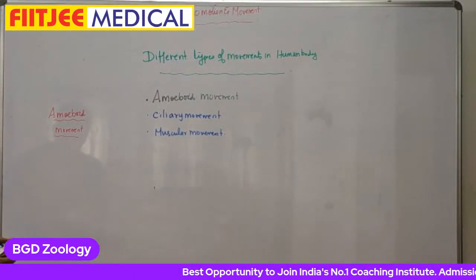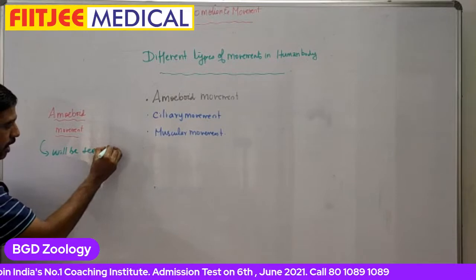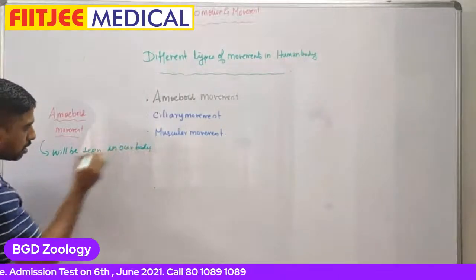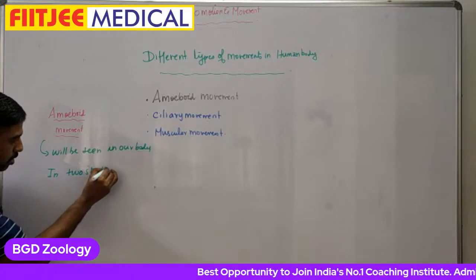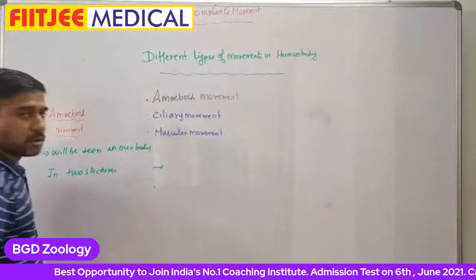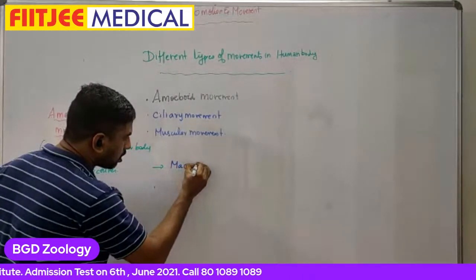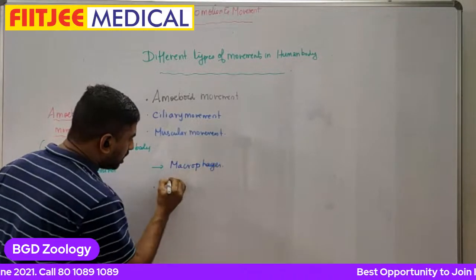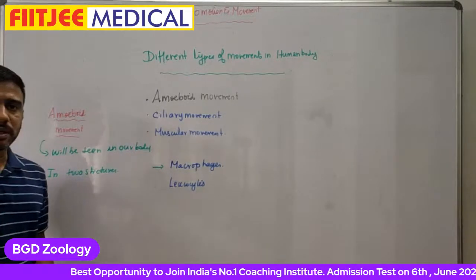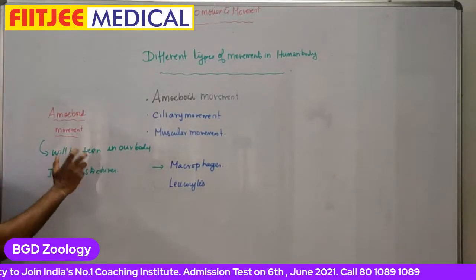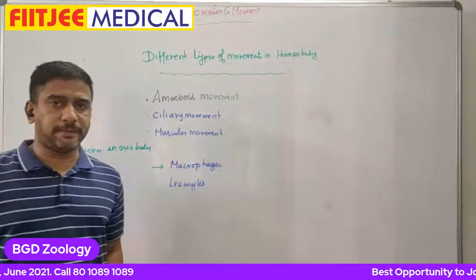So the amoeboid movement will be seen in our body in two areas or in two structures. So the one it is called the macrophages. The other one we call it as leukocytes. So let me explain this part. So why this amoeboid movement is present in the case of macrophages and the leukocytes? It's very important to understand.